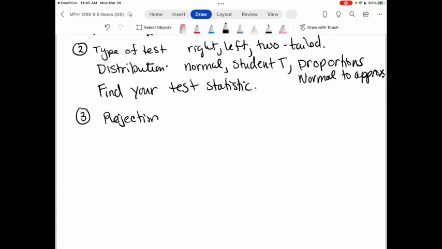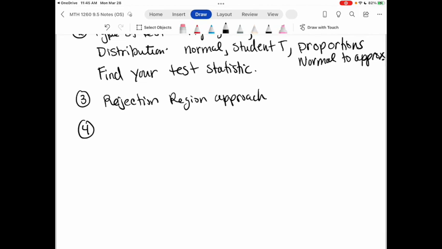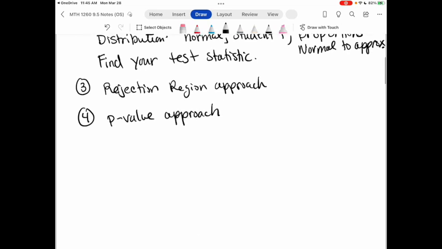Okay, in step 3, you're going to use your test statistic and you're going to use the rejection region approach. Then in step 4, you're going to use your test statistic to use the p-value approach. And then step 5, you're going to draw your conclusion.